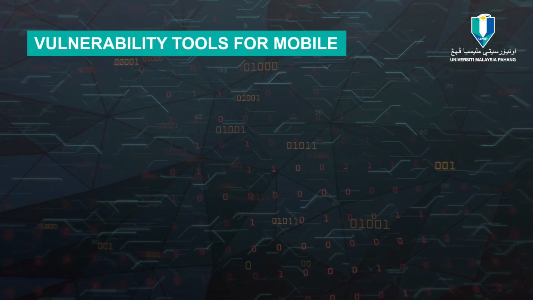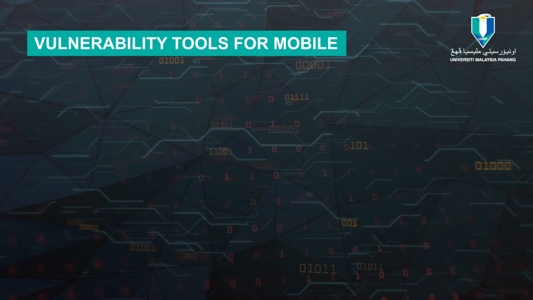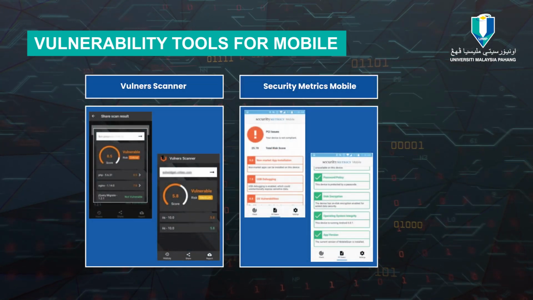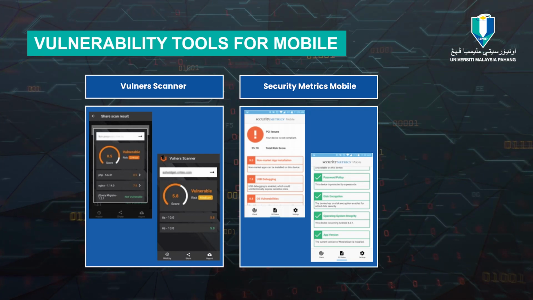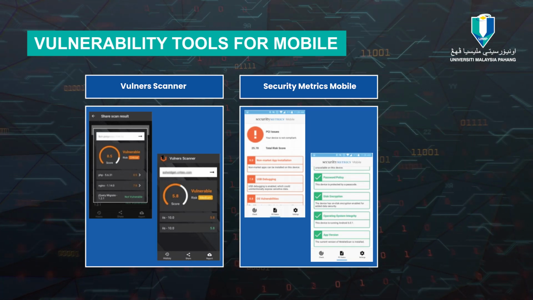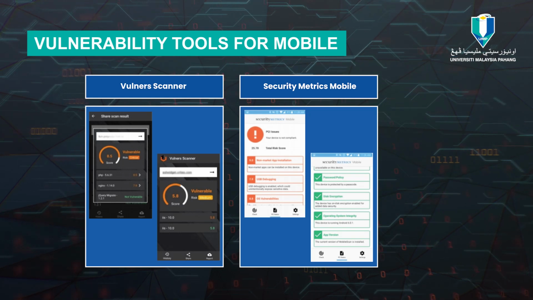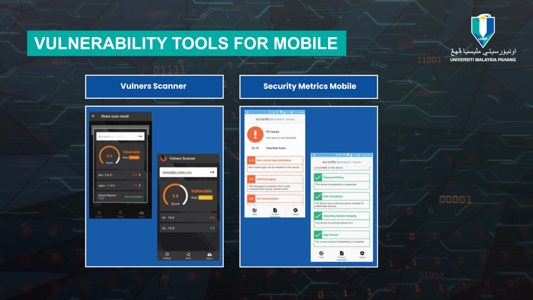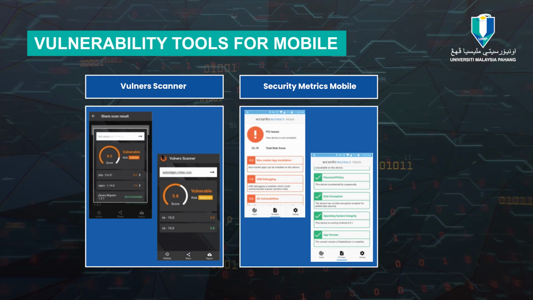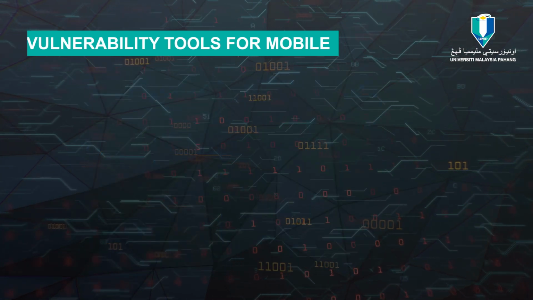This is an example of a vulnerability assessment tool for mobile. We have VulnerScanner, an Android application that performs passive vulnerability detection based on the fingerprint of the software version. We also have Security Metrics Mobile, an Android application that complies with PCI SSC guidelines to generate a scan report.